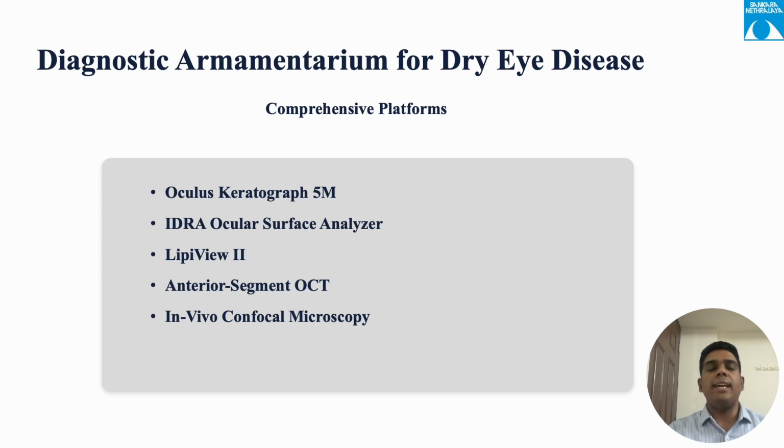On the comprehensive end, platforms like the ocular keratograph and the ocular surface analyzer give us topography, the non-invasive breakup time, and meibography in one sitting. The LipiView is purpose-built for lipid layer thickness and meibography. We can use anterior segment OCT to give us tear meniscus height and meibomian gland imaging. And also, in vivo confocal microscopy helps us to look at the corneal nerves at a cellular level.